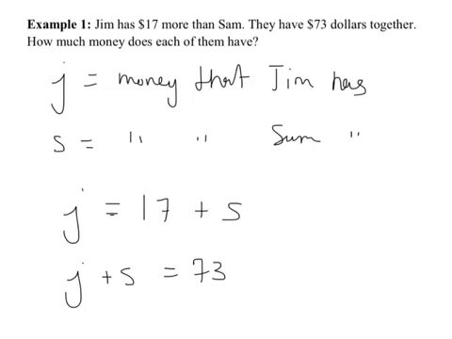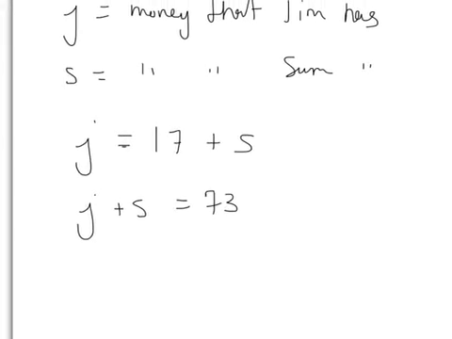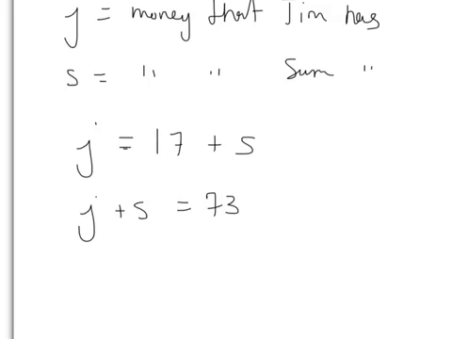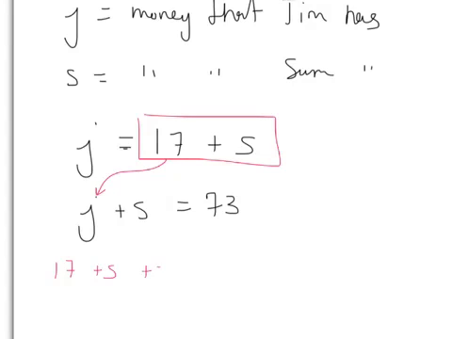How would we go about solving these? It doesn't really matter, but personally I would use substitution. I would take this expression right here that represents whatever Jim is and plug it in for Jim, giving us 17 plus Sam plus Sam equals 73, giving us a final answer for the amount of money that Sam has is $28.